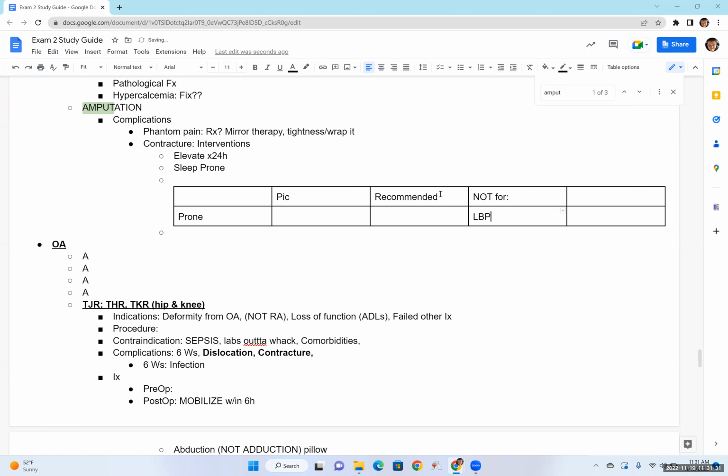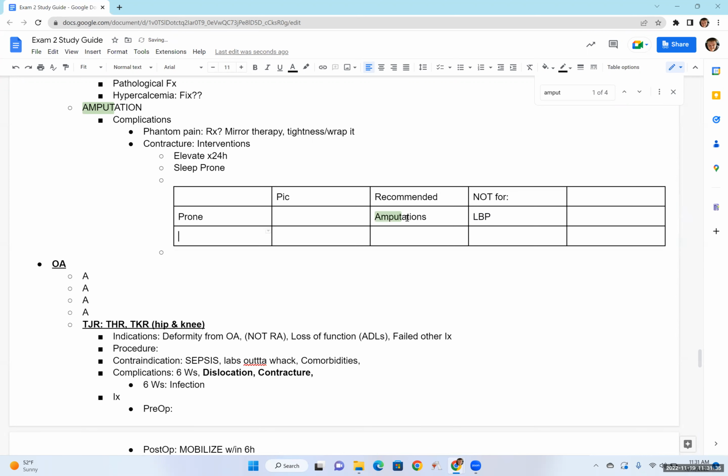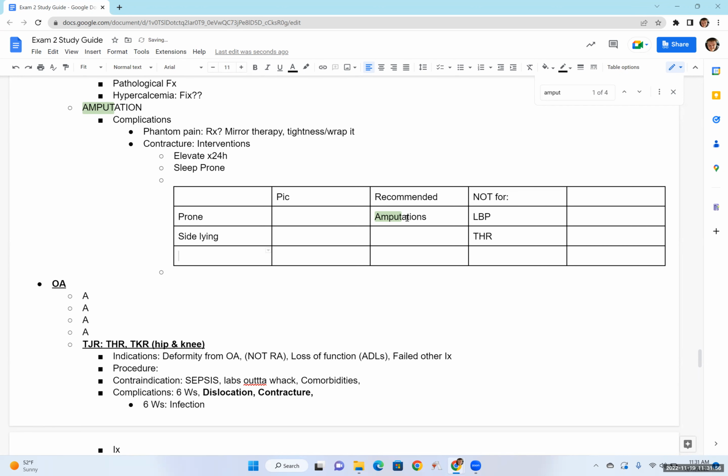Lower back pain, probably not going to be a good example. But recommended for amputations. And then you can say sideline, and then not for hip replacements if greater than 90 degrees. I'm thinking of back pain, sorry. But yeah, not for total hip replacement. All right, and then what else? Supine: who should be supine? Etcetera.